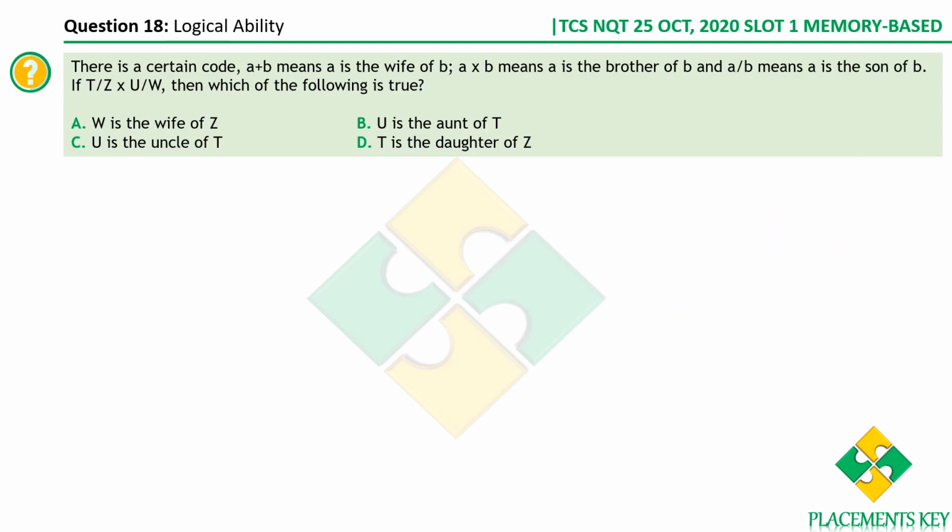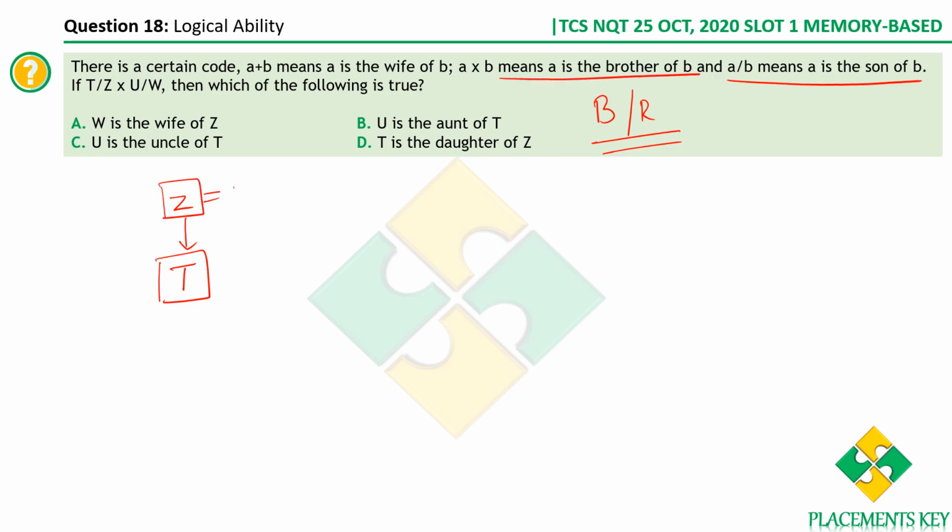There is a certain code. Okay, it's a blood relations based question. Let's draw the family tree for this. Okay, T by Z. So what does it mean? T divided by Z is T is a son of Z. Then Z into U. Z into U is Z is the brother of U.